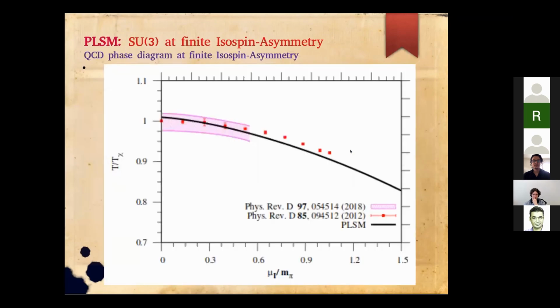Now I come to my last slide. Here is the QCD phase diagram at finite chemical potential. Here we study the critical temperature, or the temperature normalized to the critical one, at finite isospin chemical potential compared to different lattice simulations, and you can see the agreement in this way. I think we have a good agreement here.